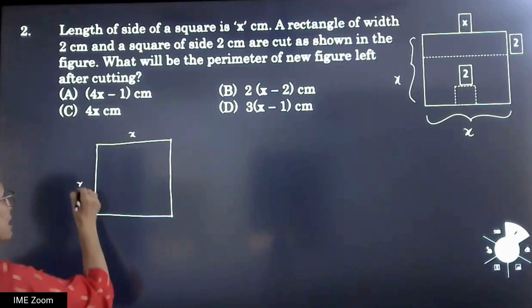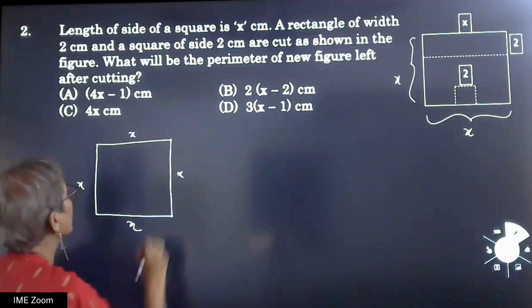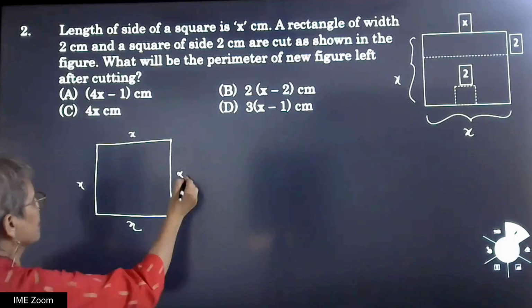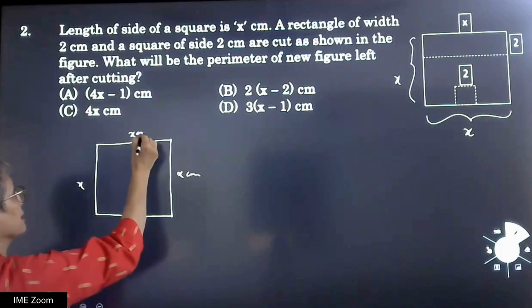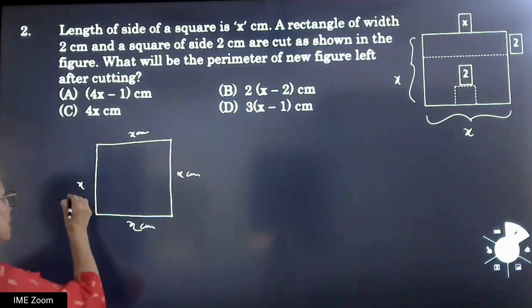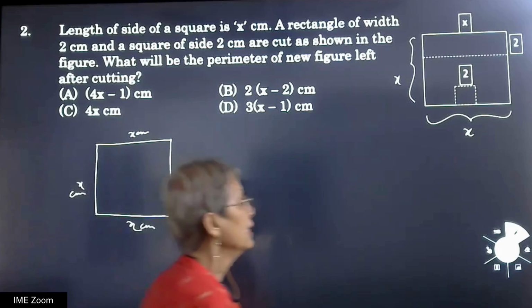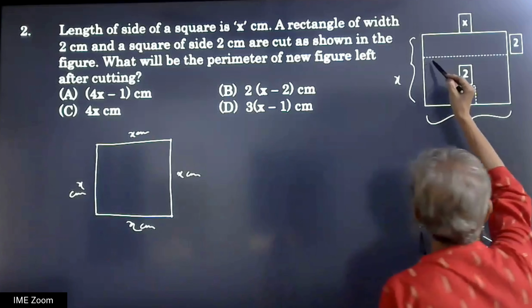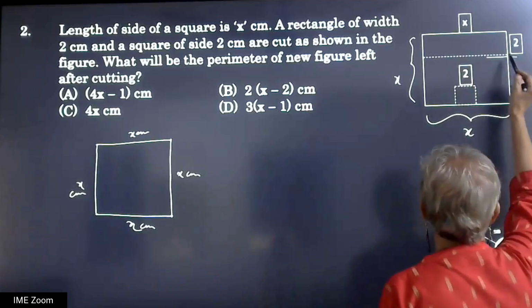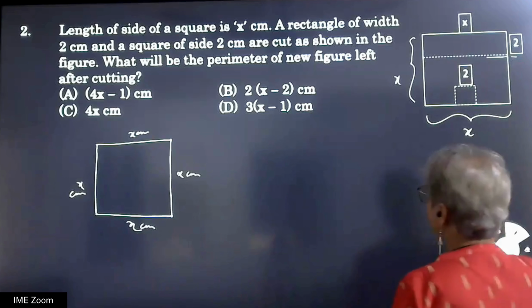This is all x, x, x, x. Okay, centimeters. Everywhere it is centimeters. See, in a geometrical figure, always write lengths along with the unit. Then a rectangle of width 2 centimeters and a square of side 2 centimeters are cut as shown in the figure. This dotted line indicates that here it is cut. Here these are the cuts.